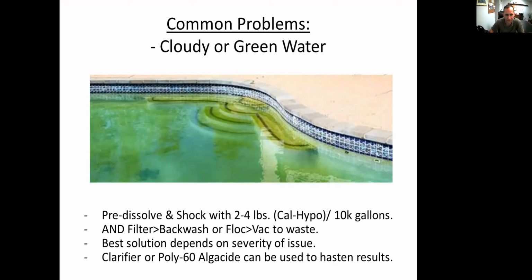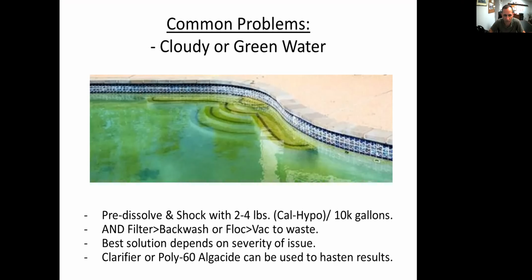So the first thing you can try is to shock. Pre-dissolve in a bucket and spread evenly around the pool 2 to 4 pounds of calcium hypochlorite shock. You can use Zap It, that's a calcium hypochlorite. Scorch is another one of our brands. So 2 to 4 pounds per 10,000 gallons. If you're not sure, go with the higher end. It's better to use more and take care of the problem, so you don't have to come back and do it again. Better to use more the first time.